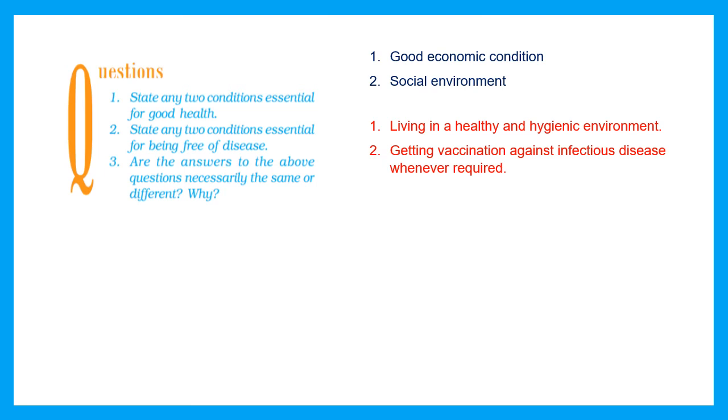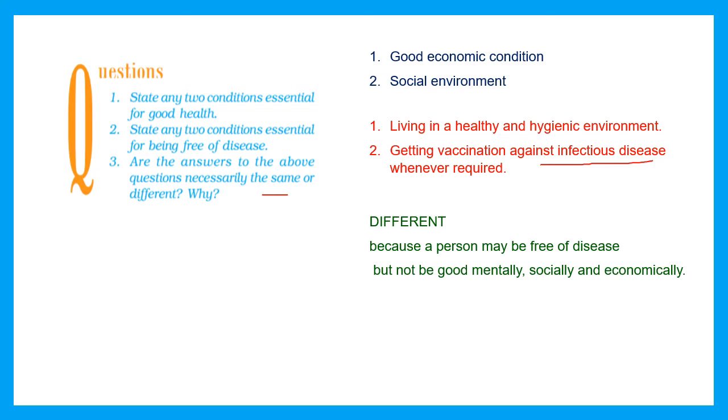State any two conditions essential for being free of disease. Any two conditions you can write, but here I am writing the first one is living in a healthy and hygienic environment, and the second is getting vaccination against infectious diseases whenever it is required. So these are the two conditions essential for being free of disease. The third one is, are the answers to the above questions necessarily the same or different? Absolutely, they are different. Why? Because a person may be free of disease but not be mentally, socially, and economically healthy. Okay.